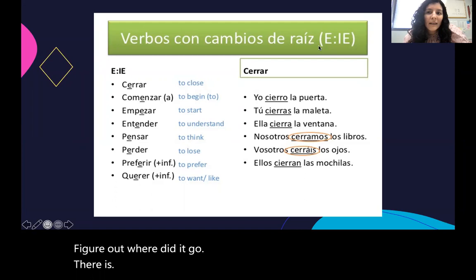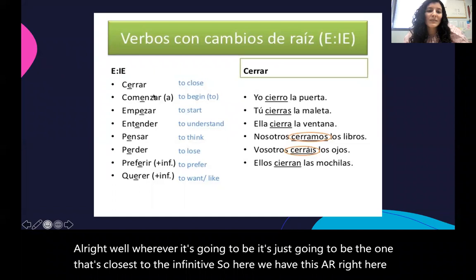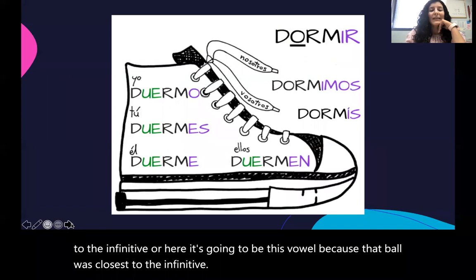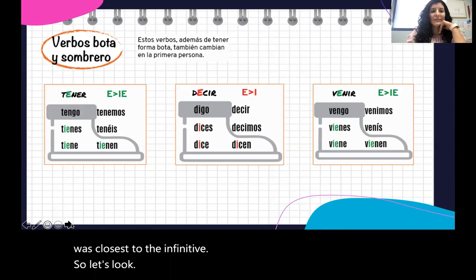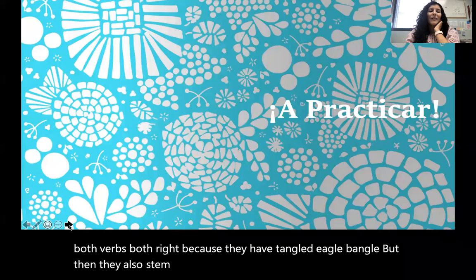All right, well, wherever it's going to be, it's just going to be the one that's closest to the infinitive. So here we have this AR, and here we have this AR. So it's going to be this vowel because it's closest to the infinitive. Or here, it's going to be this vowel because that vowel is closest to the infinitive. Okay, so let's look at some examples. These are some verbs that are sombrero verbs and bota verbs, both, because they have tengo, digo, vengo, but then they also stem change.